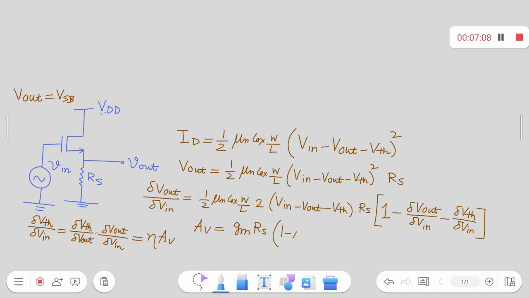What else? 1 minus AV minus eta AV, right? AV is equal to GM RS into 1 minus AV minus eta AV. Okay. So that is equal to GMRS minus one plus eta times AV times GMRS. Clear?